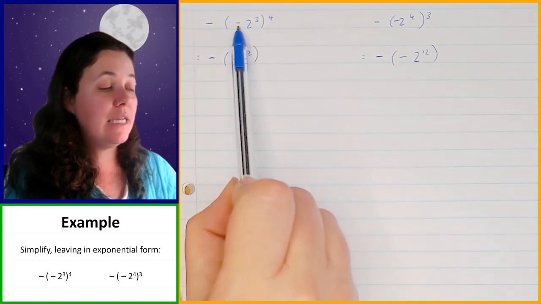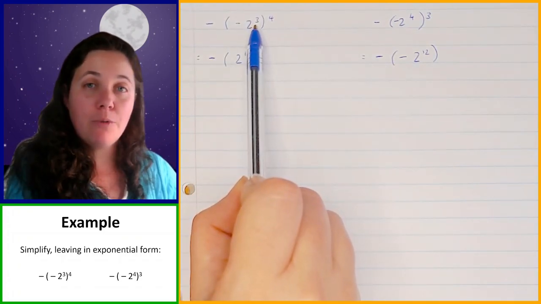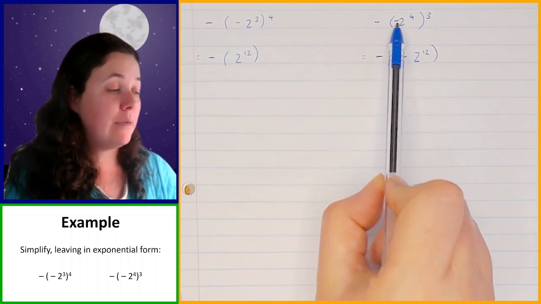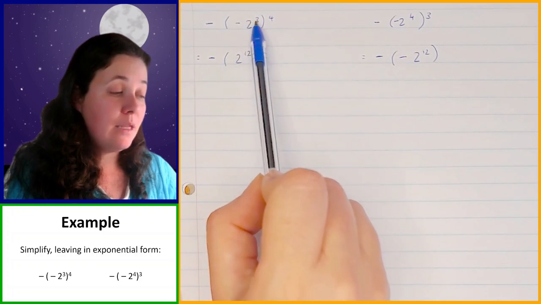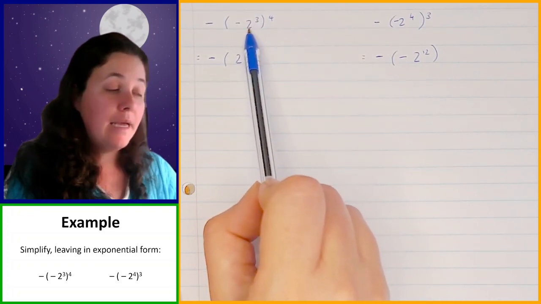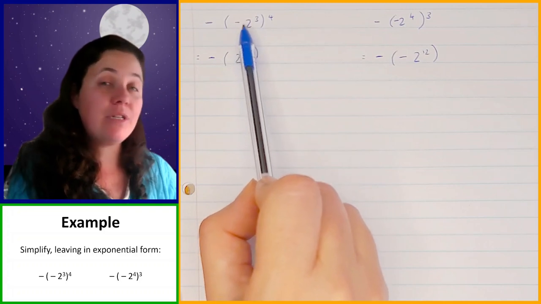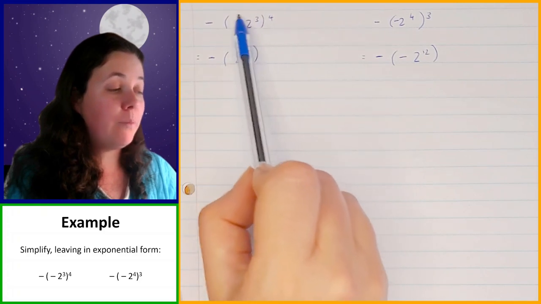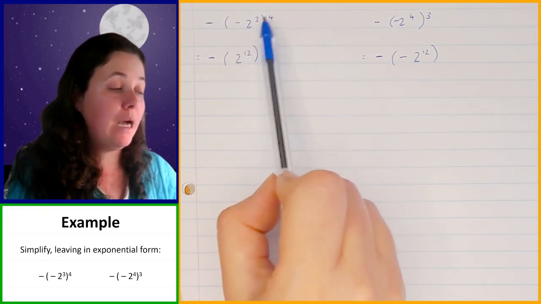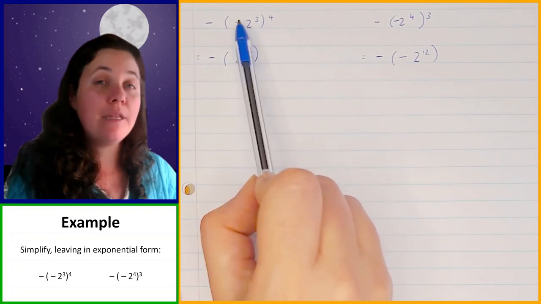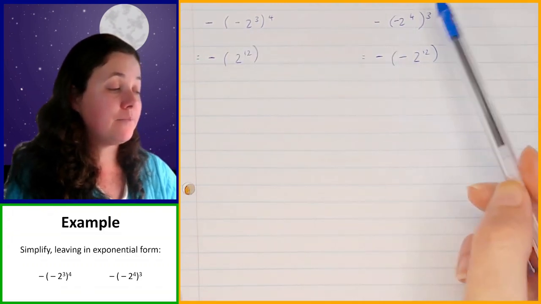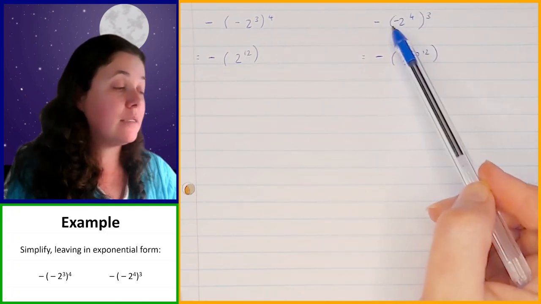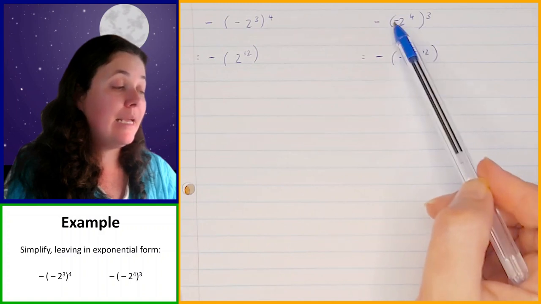Please note that this negative is not being affected by that odd exponent, and this negative is not being affected by that even exponent. Because remember, we said that our base, for this exponent, the base would just be the 2. The base only is negative if it's in brackets. And over here, that base is not in brackets. The whole power is in brackets, which means that the whole power is the base of the 4, including that negative over here. But this one over here, also, that base is not in brackets. And here, the whole power is in brackets, including that negative.